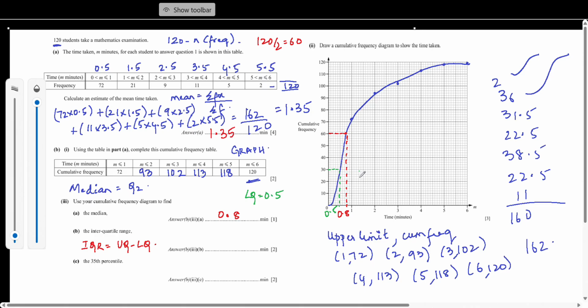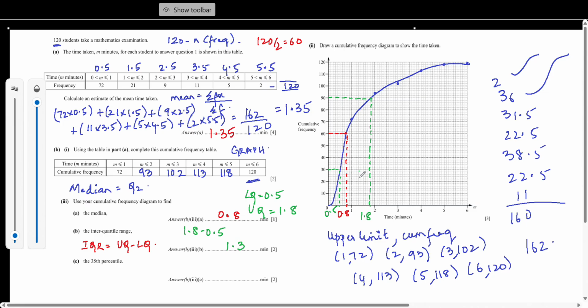From 60 to 120, 90 is the 75 percentile mark. At this point, drop it here. So this again is 2 blocks before 2. So 1.8. So lower quartile is 0.5, upper quartile 1.8. The formula I told you is 1.8 minus 0.5, 1.3 minutes. It's the interquartile range.